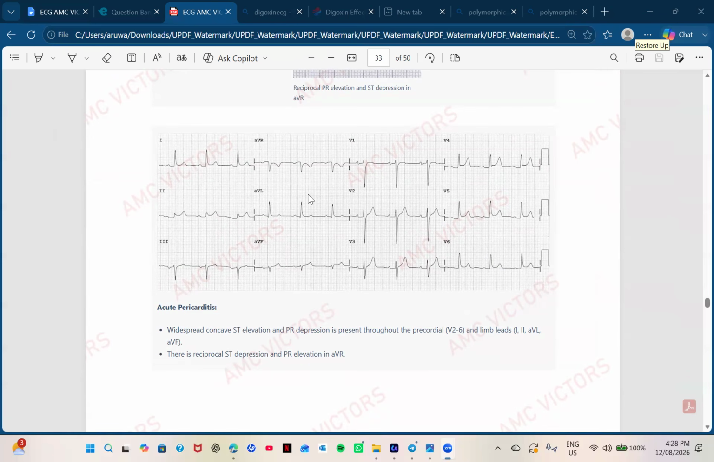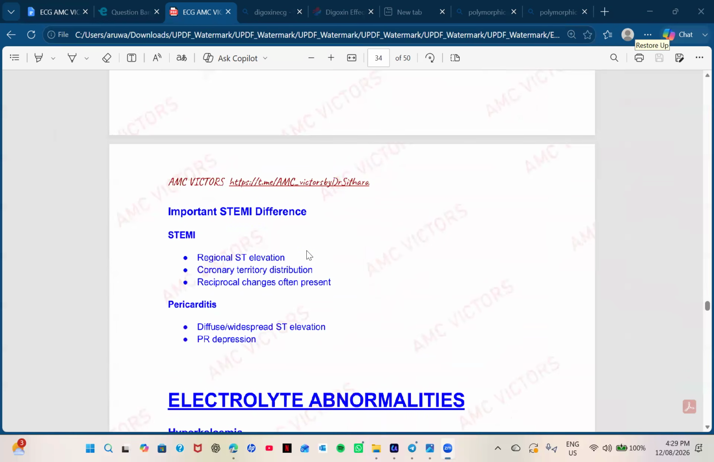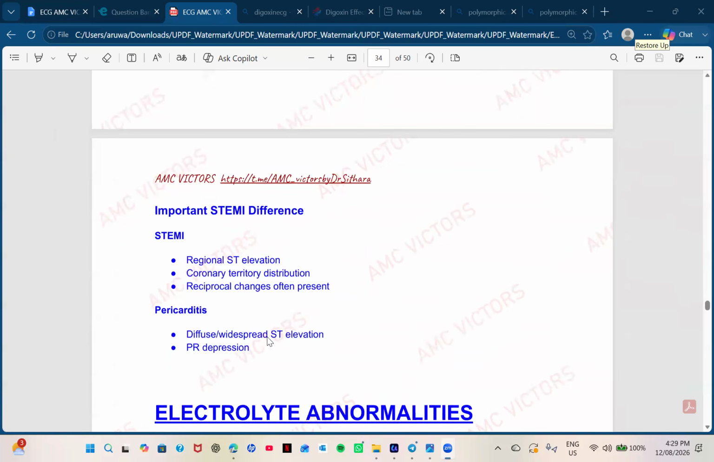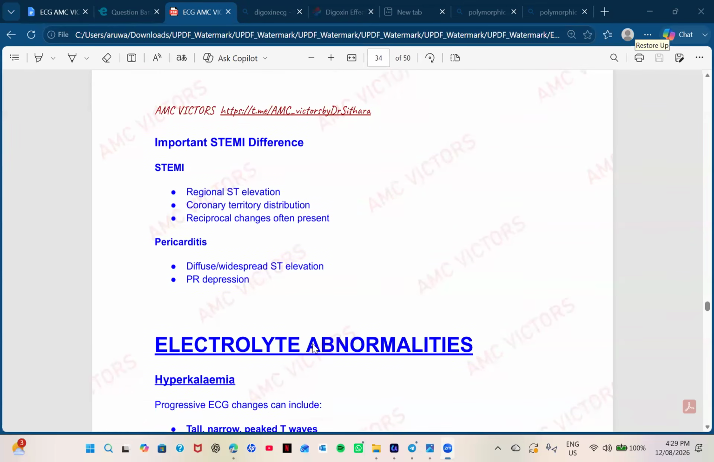Okay, so how should we differentiate STEMI ST elevation from pericarditis ST elevation? Very important. Here STEMI has regional ST elevations, while here we have diffuse or widespread ST elevation, and PR depression. Reciprocal change is often present in STEMI, but here it is mainly seen in aVR.